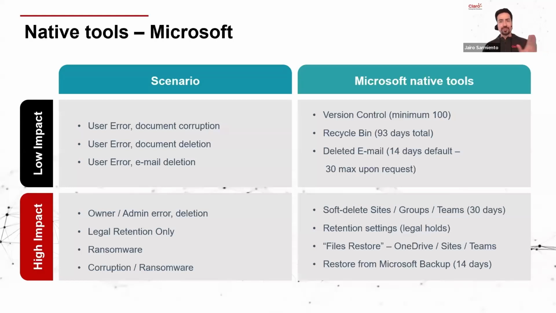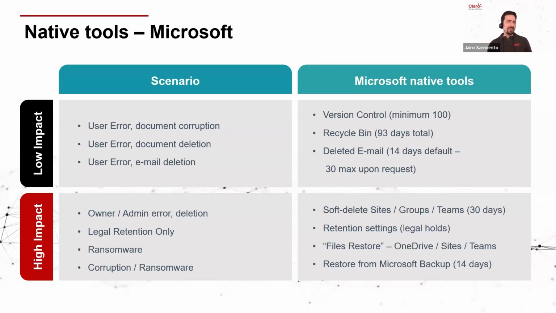But what about SharePoint? Let's say a site owner or an admin deletes or soft deletes a group or a team, they only have 30 days to restore it. That's tops, right? What happens after those 30 days? What happens after 90 days? What happens after a year, when you need to go ahead and get that information?